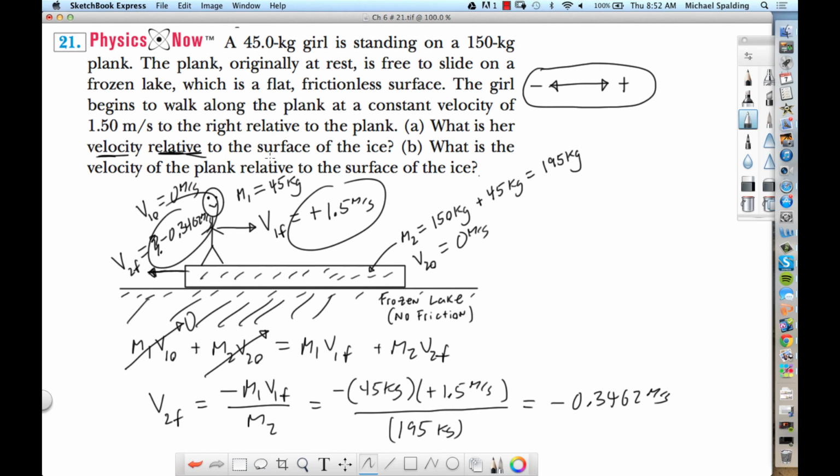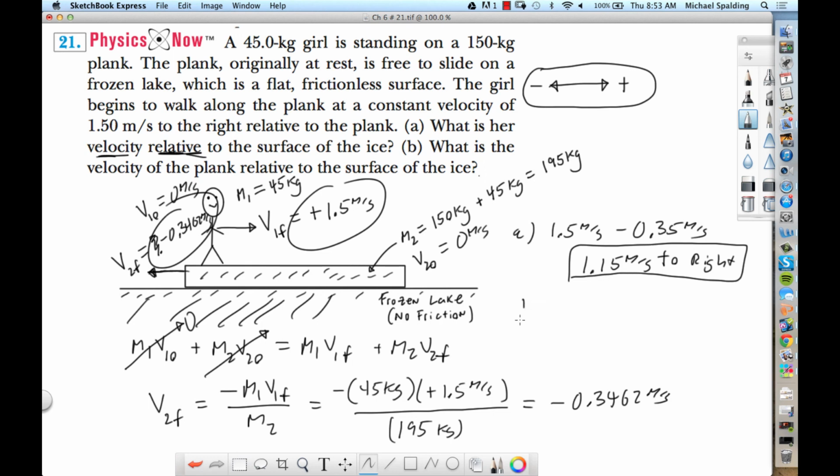So look, are we going to add? Are we going to go 1.5 plus the 0.34 or minus the 0.34? We're trying to find the velocity of the girl relative to the ice. Is it going to be more than 1.5 or less than 1.5? Less than 1.5. So the answer to part A, you're going to go 1.5 meters per second minus the 0.35 meters per second, which gives 1.15 meters per second to the right. I don't know if I explained that well or not.